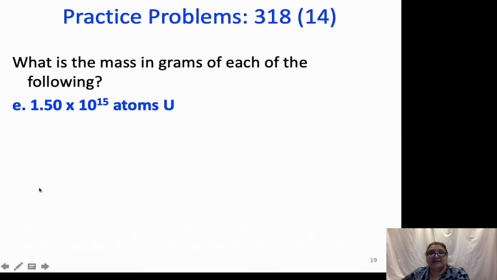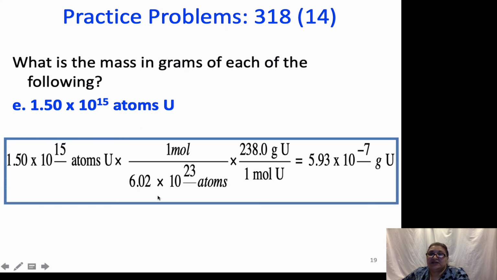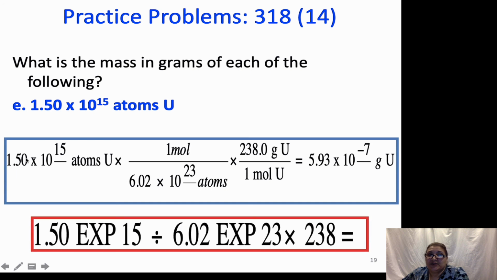Okay, I think this is the last one. 1.5 times 10 to the 15th atoms of uranium. So we divide by Avogadro's, multiply by the molar mass of uranium right off the periodic table. Okay, I hope you see a pattern and steps to solving the problems. You should even write it down. So we take 1.5 times 10 to the 15th divided by 6.02 times 10 to the 23rd times molar mass, which is 238. And you should get 5.93 times 10 to the negative 7 grams of uranium.